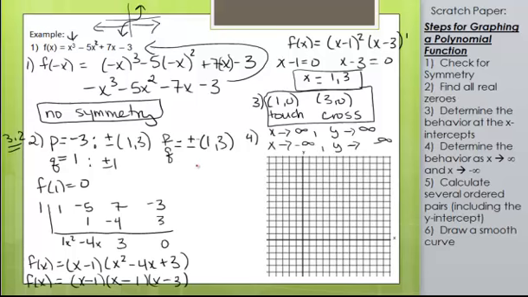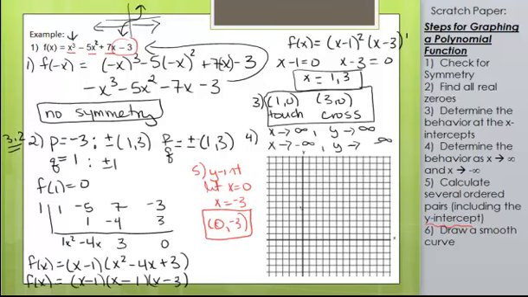So we're only left with one step before we graph it. Step number 5 is to calculate some other ordered pairs. However, I'm okay if all you do is find the y-intercept. How do you find a y-intercept again? You always let x equal 0. So if x is 0, that's 0, that's 0, and that's 0, all you're left with is negative 3. So y equals negative 3. Your y-intercept is (0, -3).